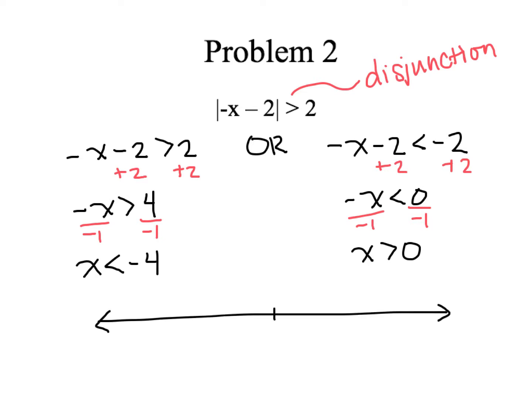Do my graph. 1, 2, 3, 4, 5. So x is less than negative 4. There's my negative 4. X is less than negative 4. And x is greater than 0. And there's problem number 2.